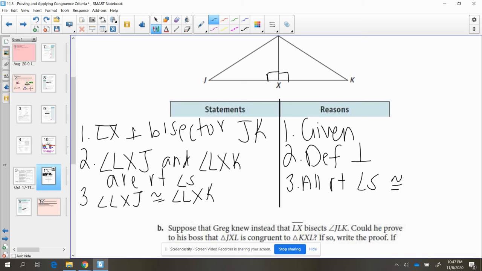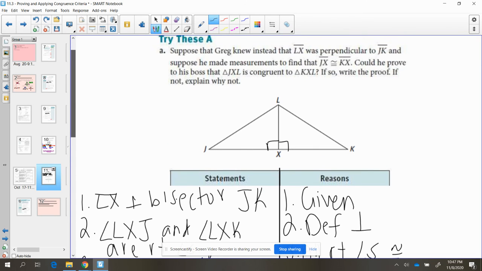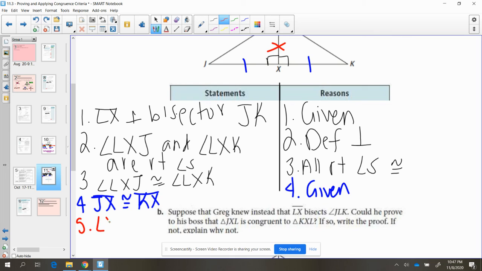Okay. Now, from here, we also need to write down our other piece of given information, which is that the segments JX and KX are congruent to each other. So that's step 4. JX is congruent to KX because it was given. And finally, we can assume from the picture that LX is congruent to LX by the reflexive property.